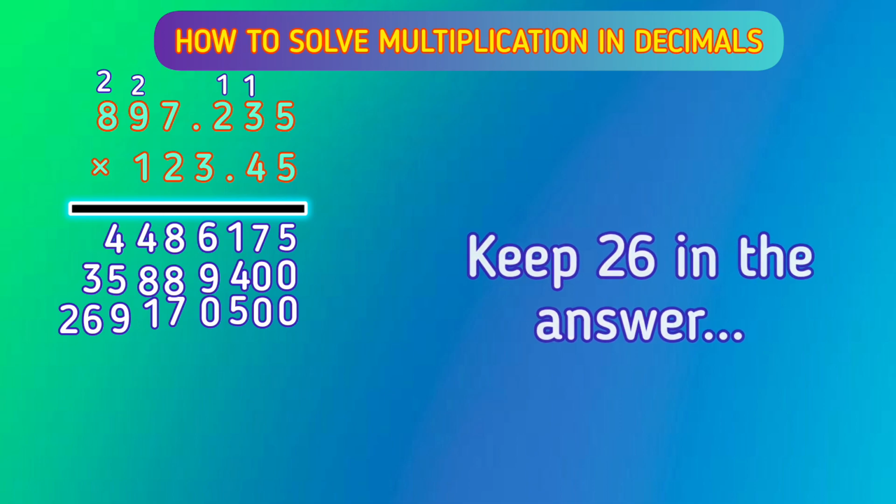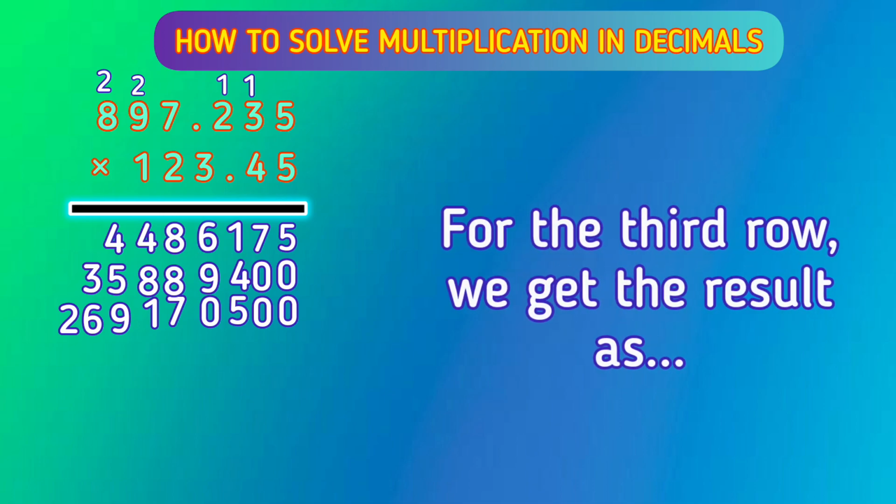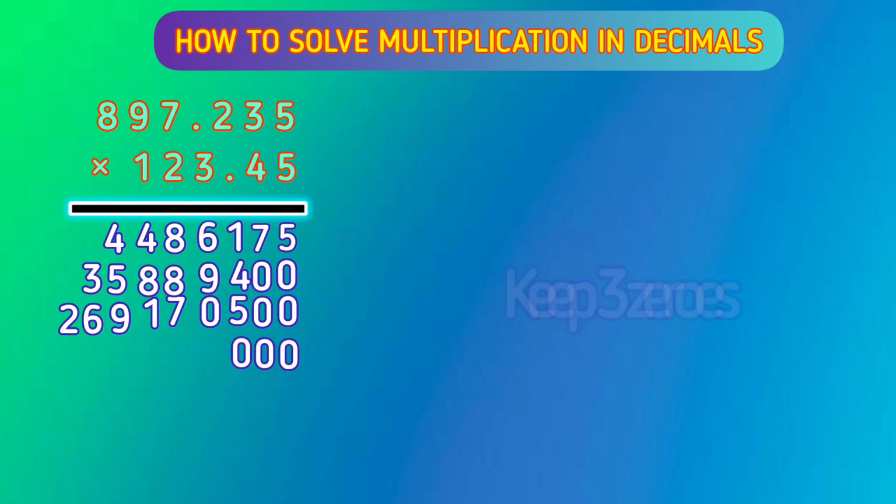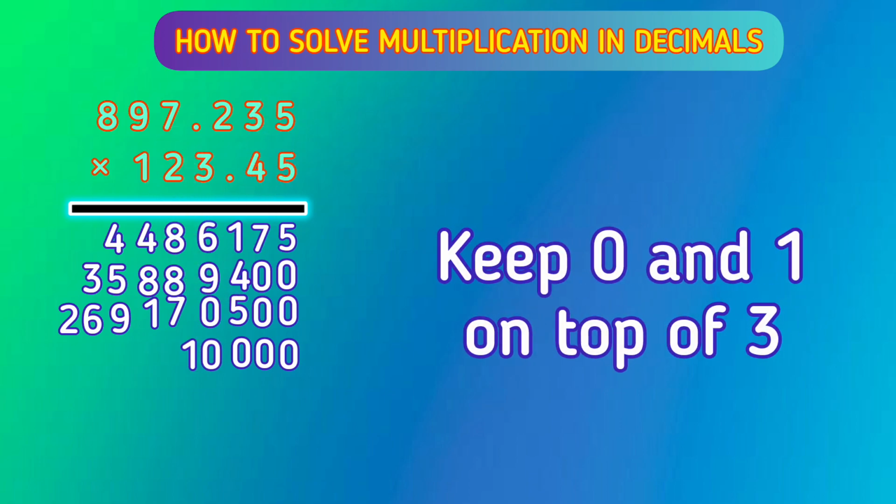Keep 26 in the answer and fantastic! For the third row, we get the result as 269,170,500. Time for the fourth row. Keep 3 zeros, 2 into 5 gives 10. Keep 0 and 1 on top of 3.